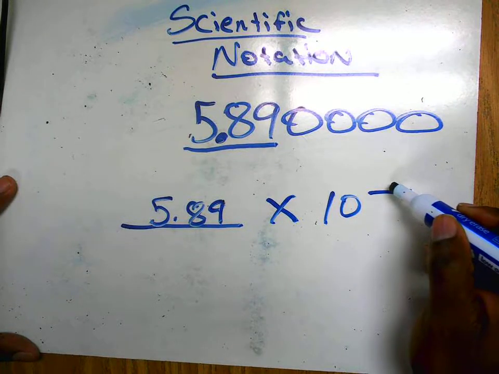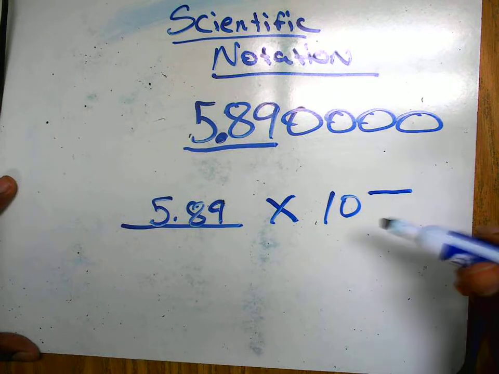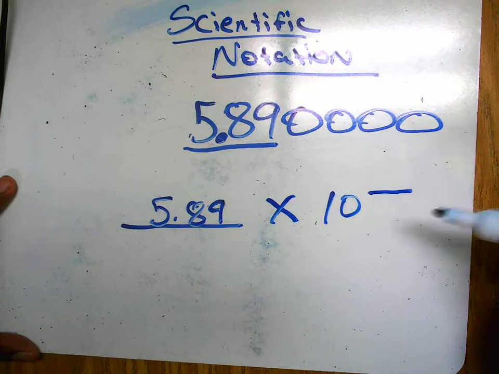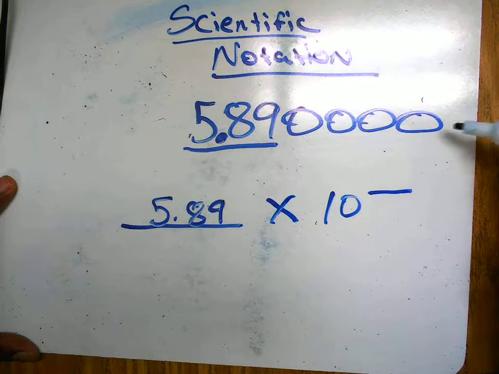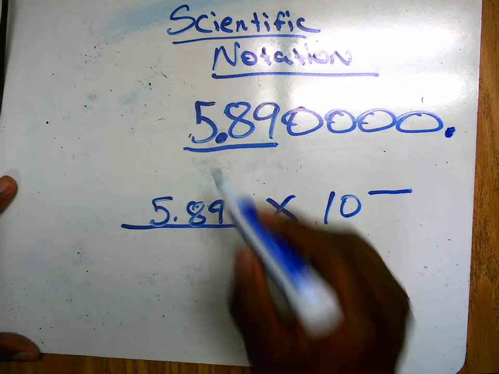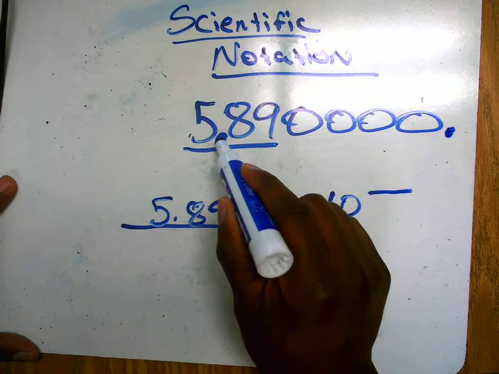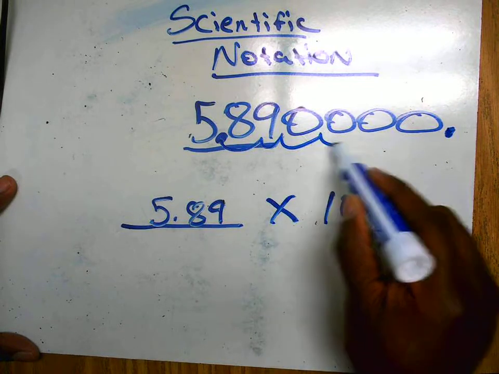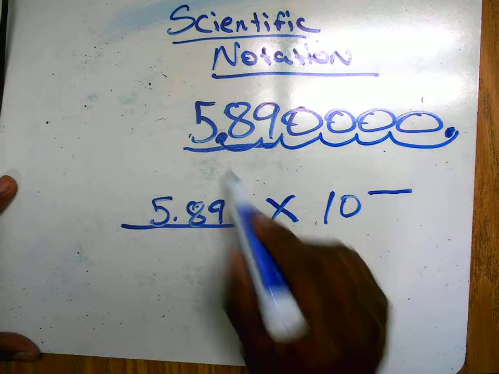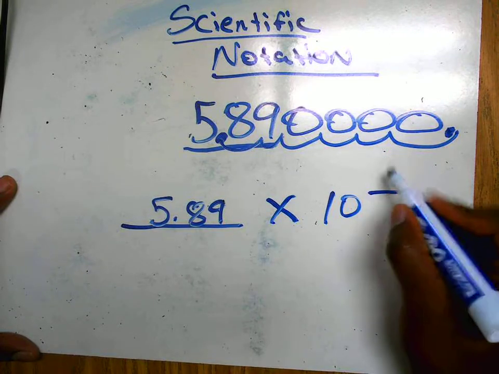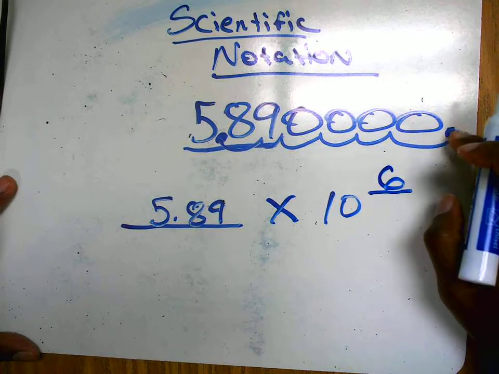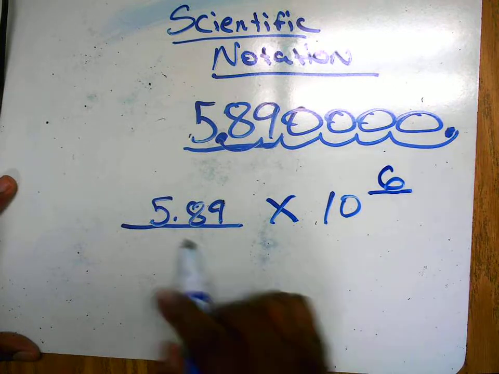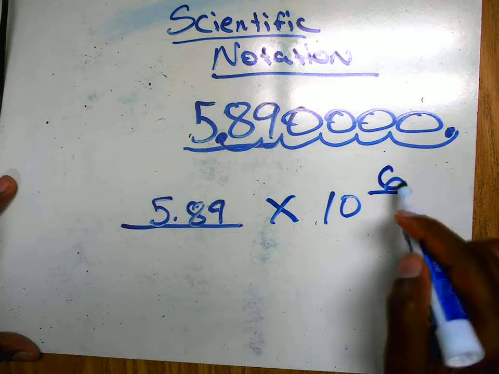How do we find the exponent? The exponent can be found by simply moving the decimal to the end of the number, or where the decimal is located. The decimal is located in this number here. I put the decimal there and then I simply move it. 1, 2, 3, 4, 5, 6. I move that decimal 6 times, so it's going to be a positive 6. So my scientific notation form of this number is 5.89 times 10 to the 6th power.